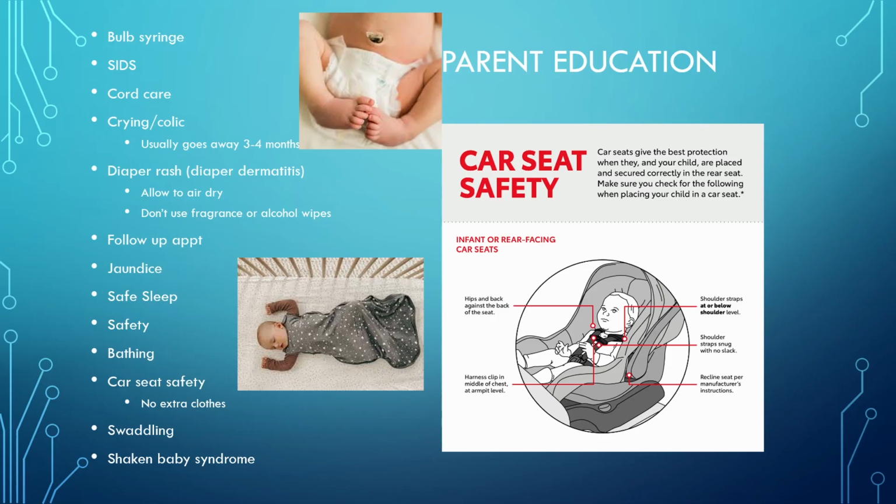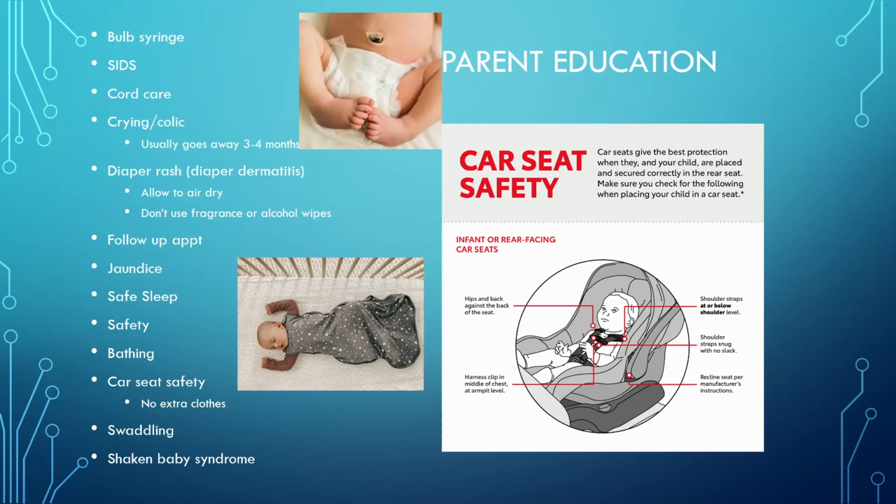Safe sleep we talked about. Other safety, like with siblings around, and as this baby grows older, baby-proofing their home. Talk to them about bathing. Car seat safety: the best spot for the car seat is in the back seat. If they have an actual car, the back middle is the best spot for it. It should be rear facing.